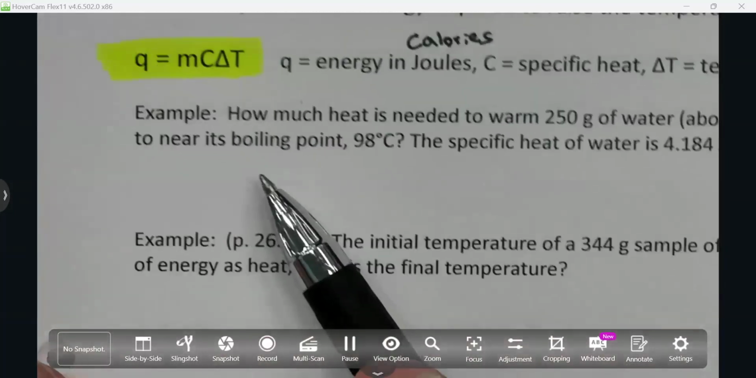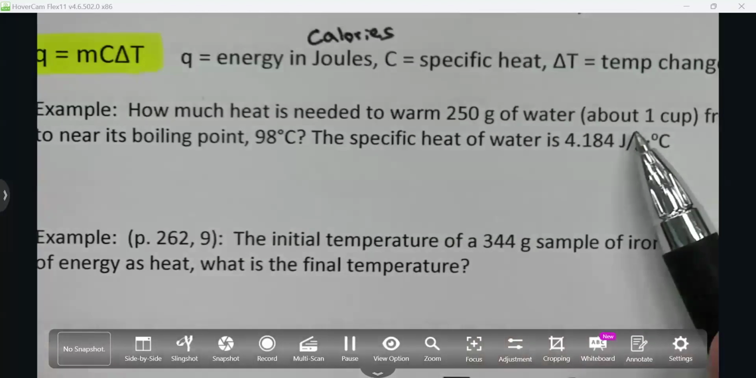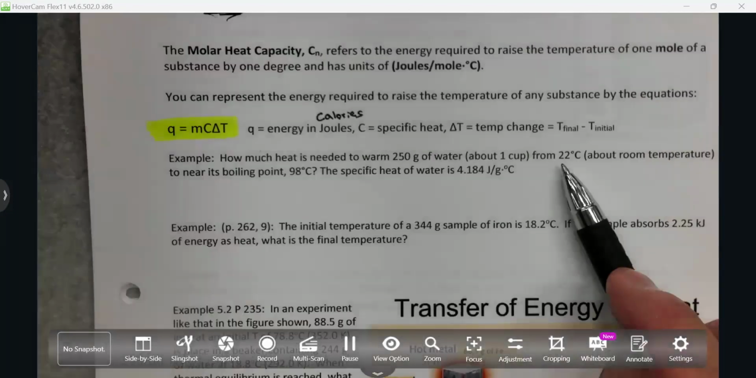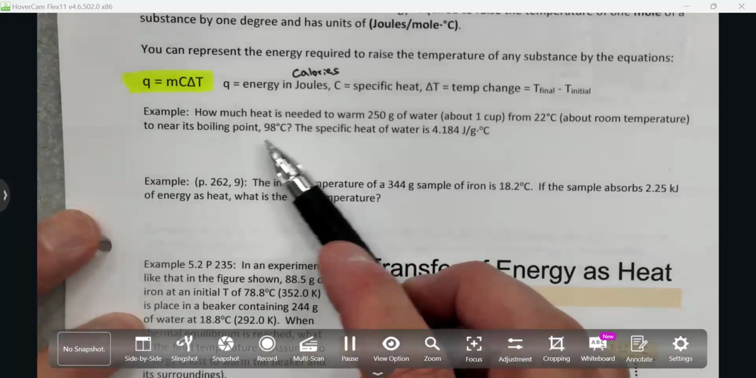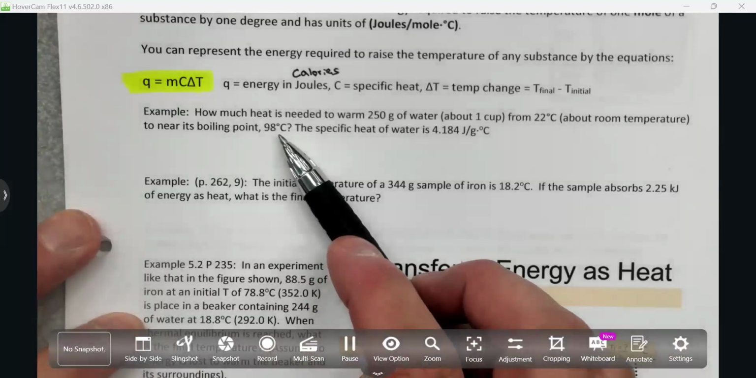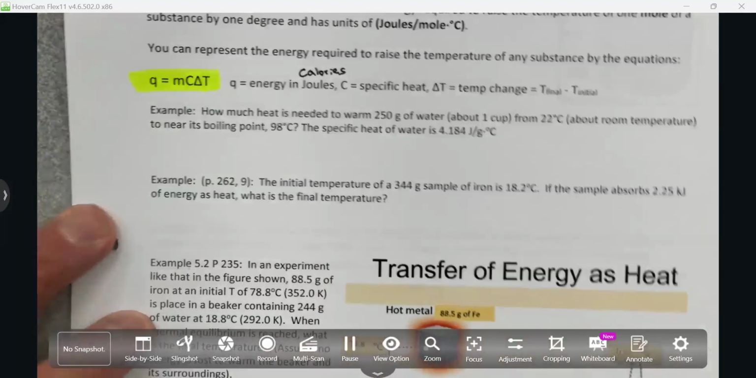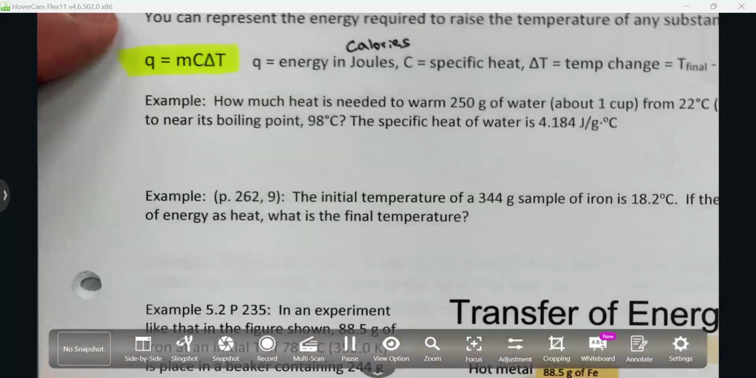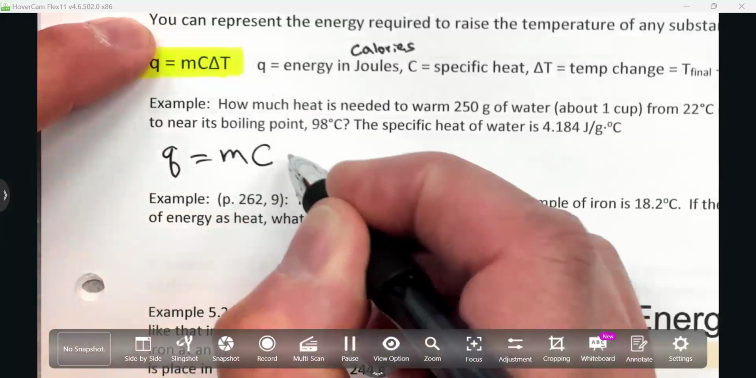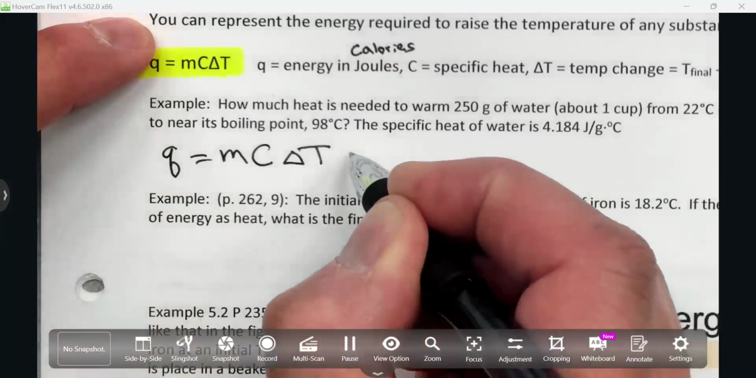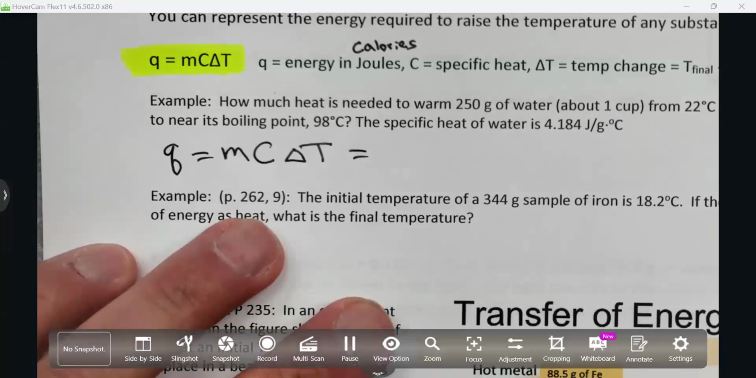Okay, here's an example. How much heat is needed to warm 250 grams of water, about 1 cup, from 22 degrees Celsius, about room temperature, to near its boiling point, 98 degrees Celsius? And it tells us the specific heat. So we have Q is equal to MC delta T. I'm just going to put it in a line right there.